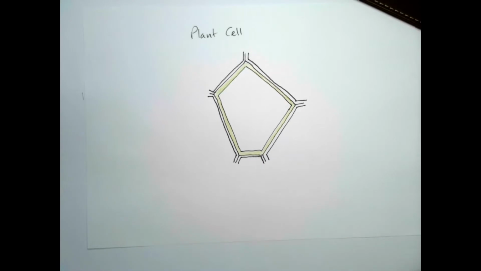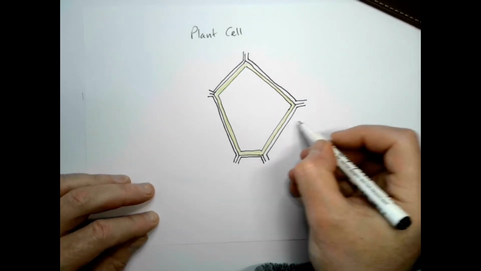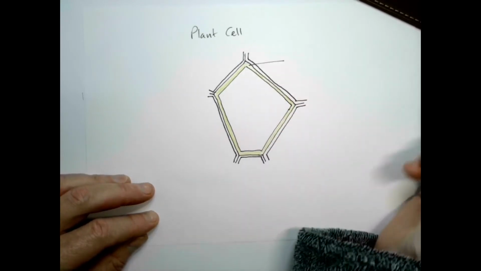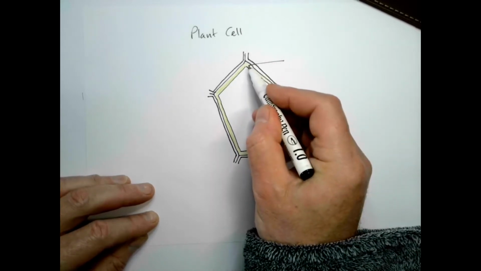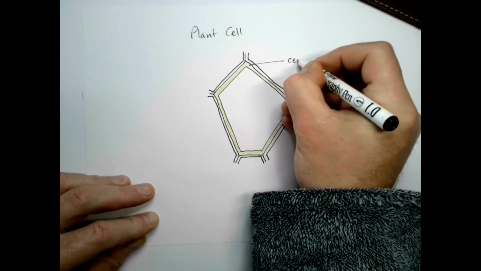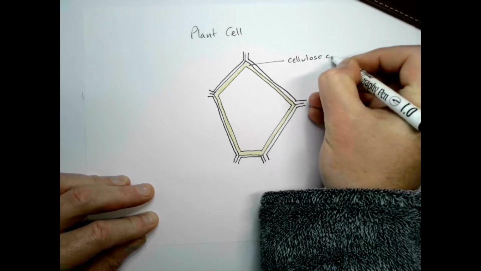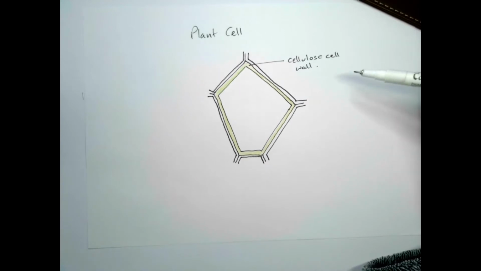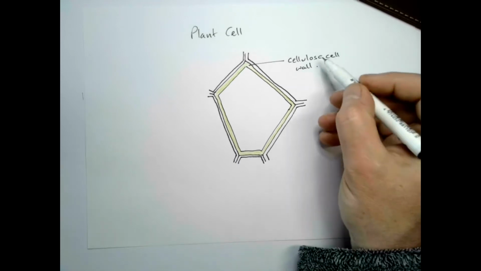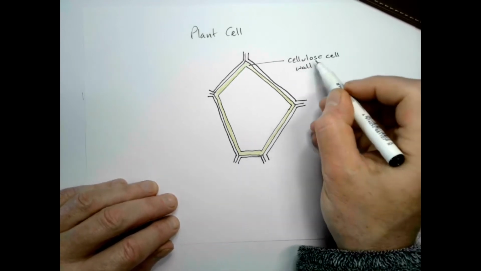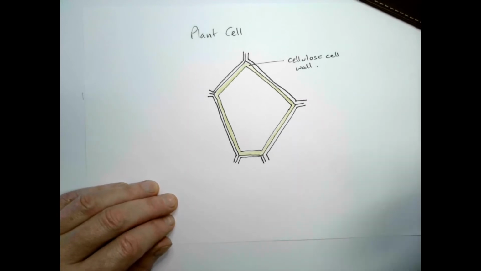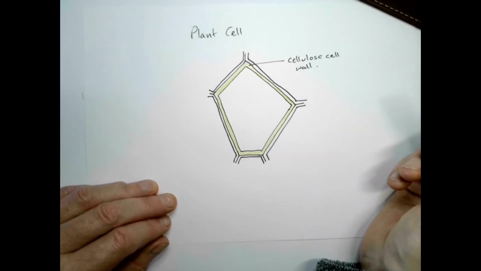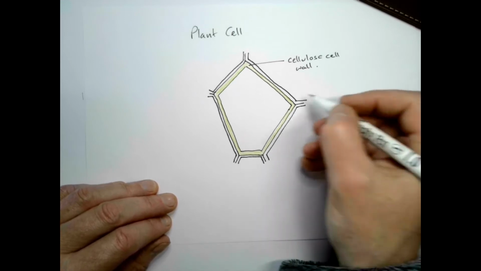Now the cellulose cell wall, we're going to label it up here, so let's label it. Our label will touch the structure that we're labeling, and we'll call that the cellulose cell wall. Now, other organisms have cell walls. Fungi have cell walls. Bacteria have cell walls. But only plant cell walls are made of cellulose. So remember that. If you're talking about a cellulose cell wall, it's a plant cell you're talking about.